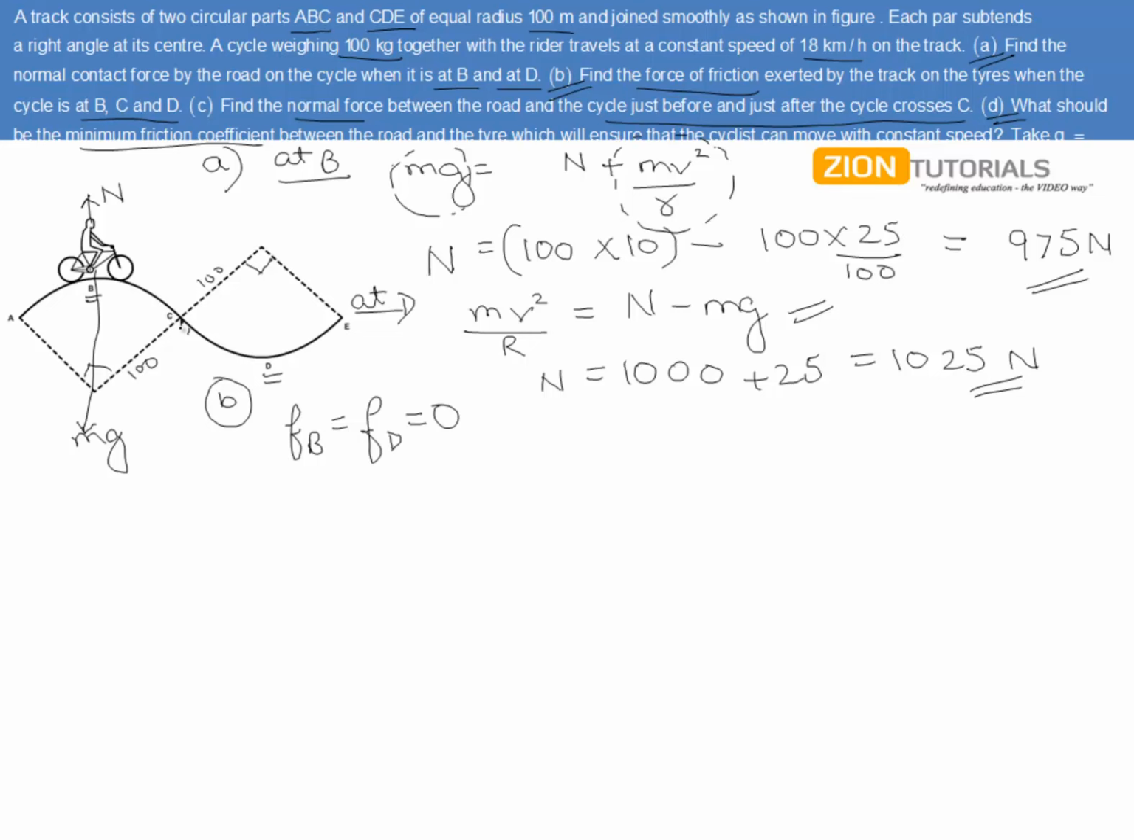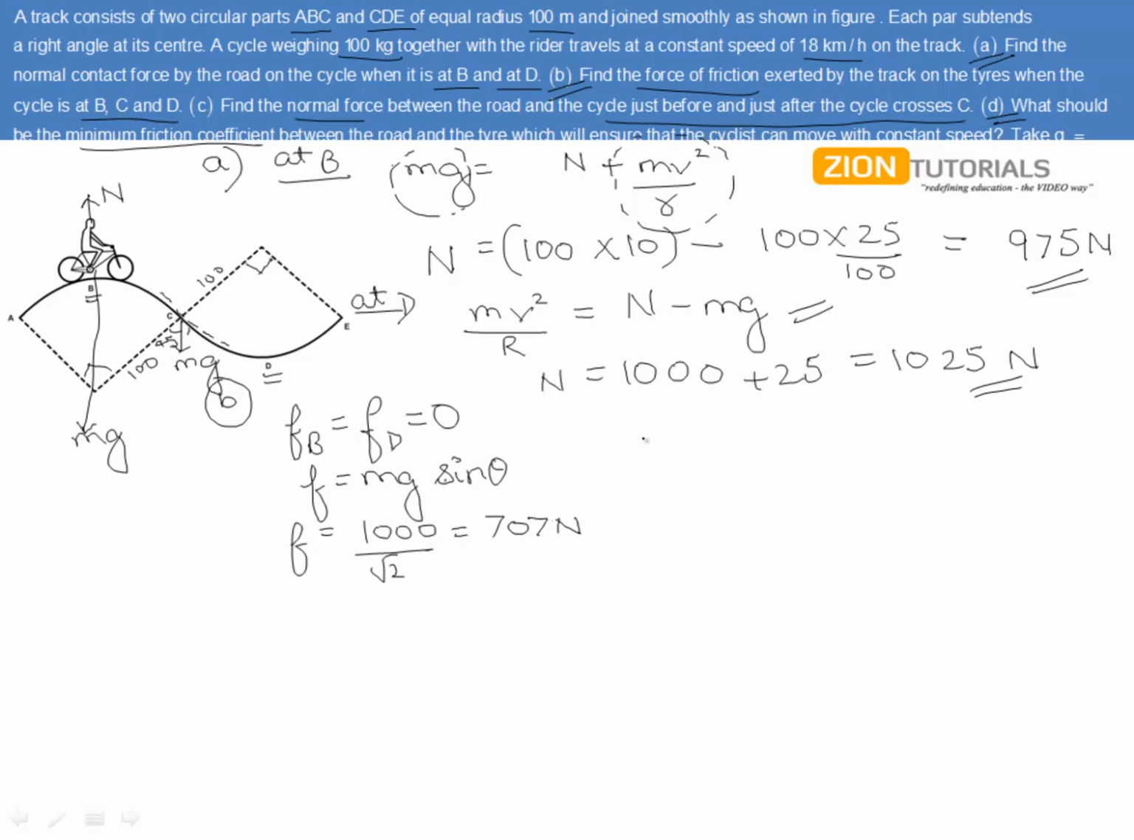But at C we have the mg in the downward direction. This is vertical, this is 90, so this is actually 45 degrees. And the cyclist will be moving along this tangential path. So we can say that a frictional force will be balancing a part of mg, which will be mg sine theta. Putting the values in this, we get the frictional force F equals 1000 over root 2, that is 707 newtons.